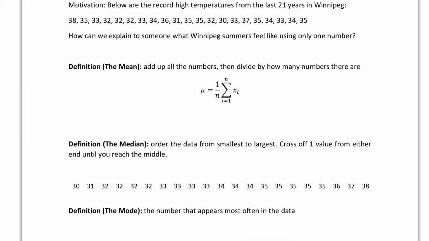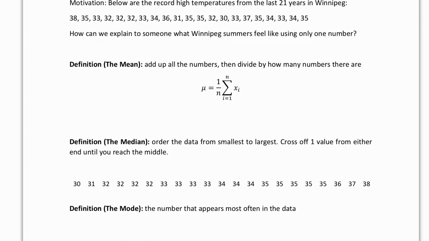One number is called the mean. So the mean, sometimes called the average, is found by adding up all the numbers and then dividing by how many there are. So what we would do is we'd take all of these numbers and add them up, and then we'd divide by 21 because there's 21 of them, and that would give you the mean or the average of the highest temperatures.